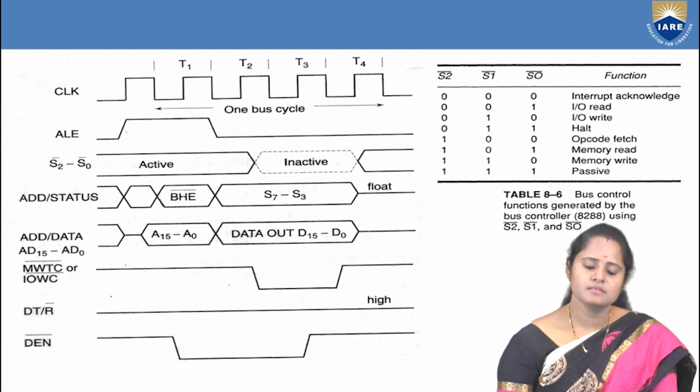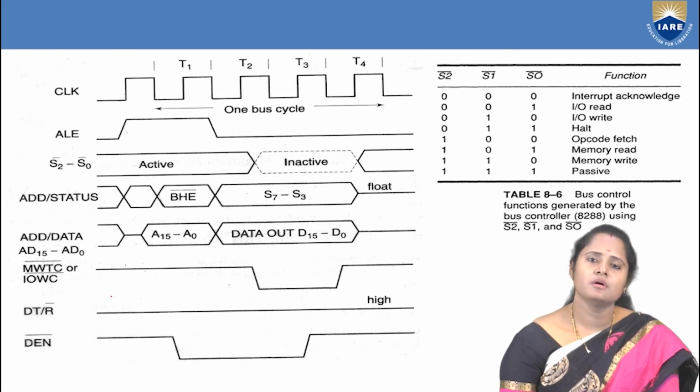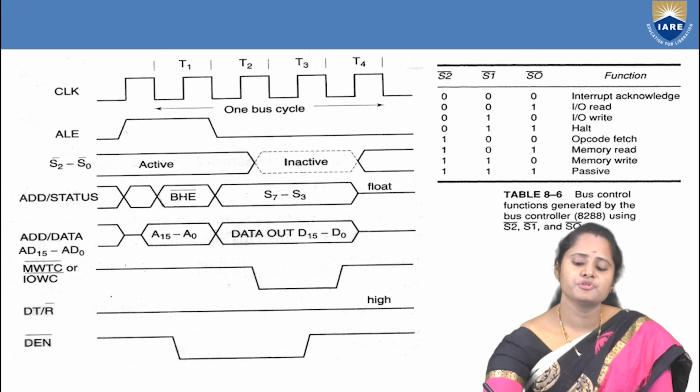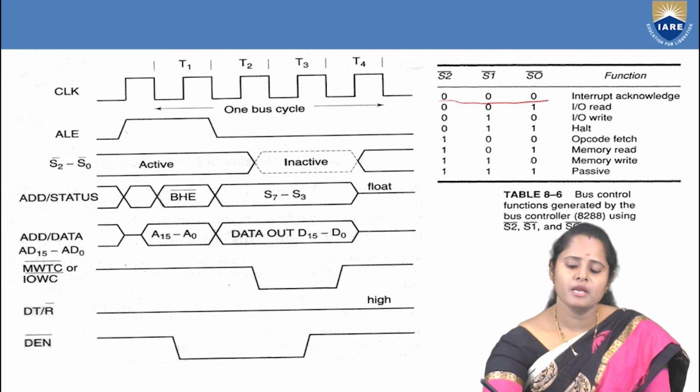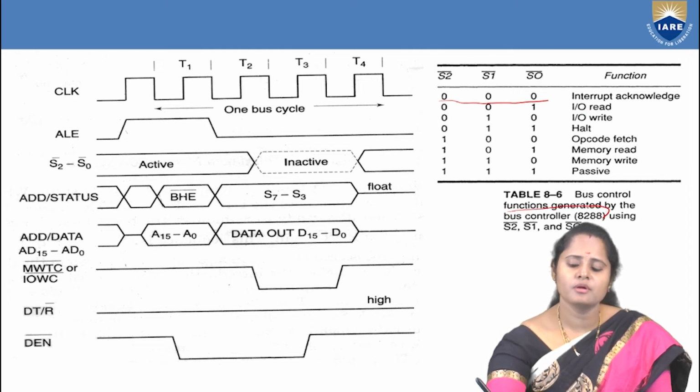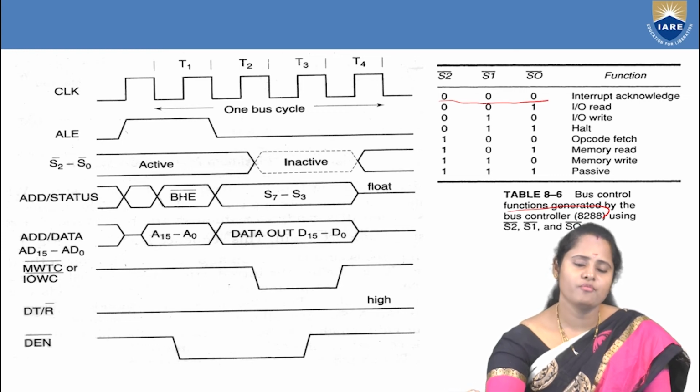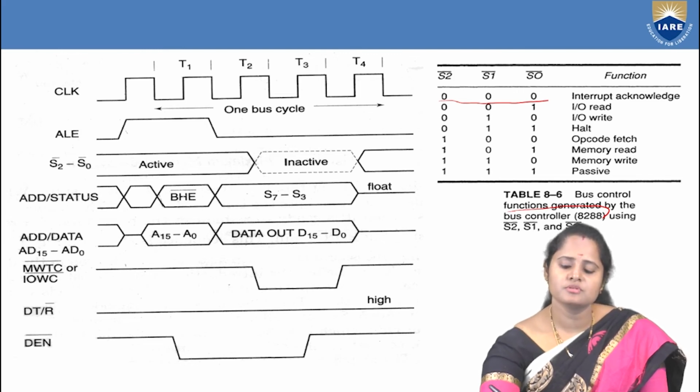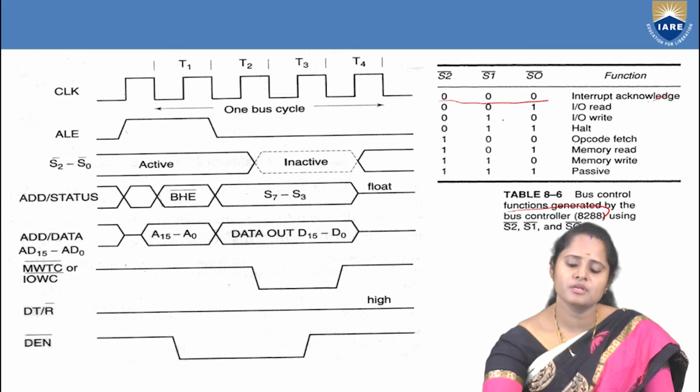And next, this is nothing but the write operation. The write operation is also similar to the read operation which we have seen here. It shows the status. So depending upon these status pins, via bus controller 8288, it will generate the signals of memory read control, memory write control, IO read and IO write control. So here 000 is nothing but interrupt acknowledgement, and whenever it is 001, it means IO read operation, 010 IO write operation, 011 halt, 100 opcode fetch, 101 memory read, 110 memory write, and 111 is a pass.